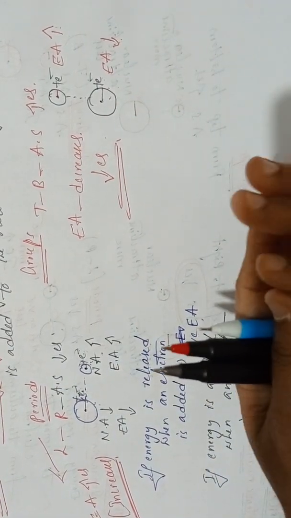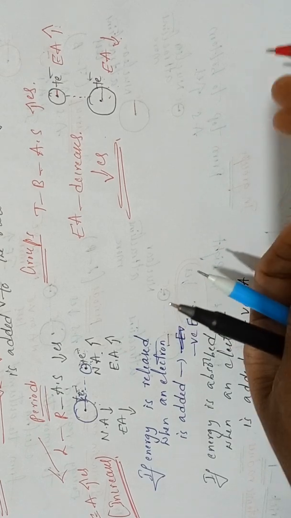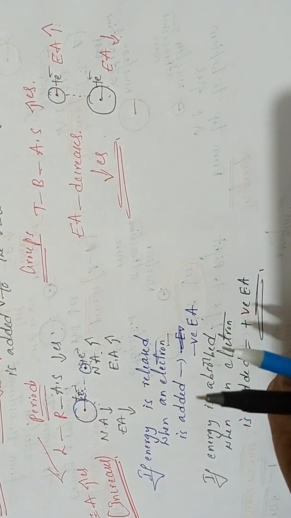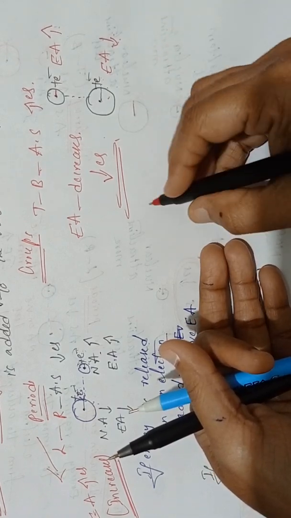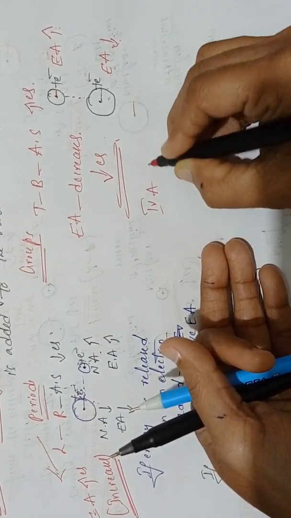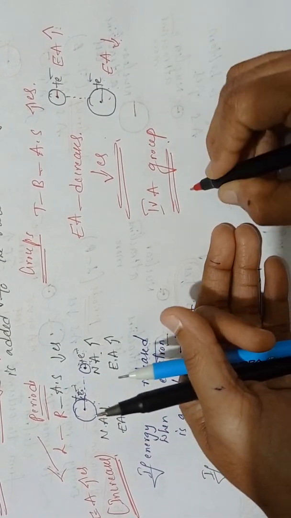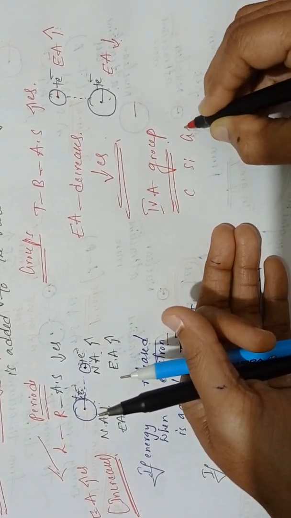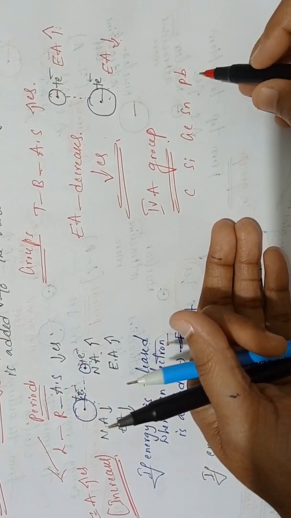Here there are exceptional cases, students. What is that? Exceptional cases in the case of group 4A. For example, I am taking the group 4A elements. Now this is group 4A. What are the group 4A elements? Carbon, silicon, germanium, tin, lead. Correct? So these are the group 4A elements.